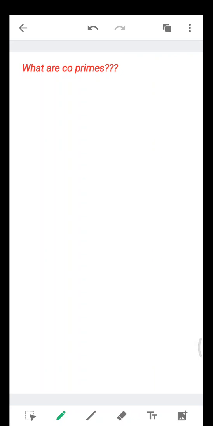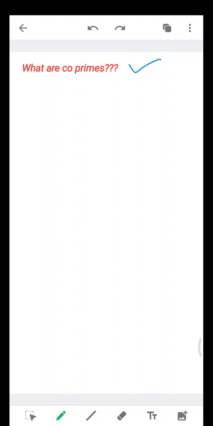Coprimes can have any number in it. It can even have composite numbers in it. So coprimes are, this is the main thing I want to explain to you, because we are going to use this coprime concept in our question number 1. So what are coprimes?